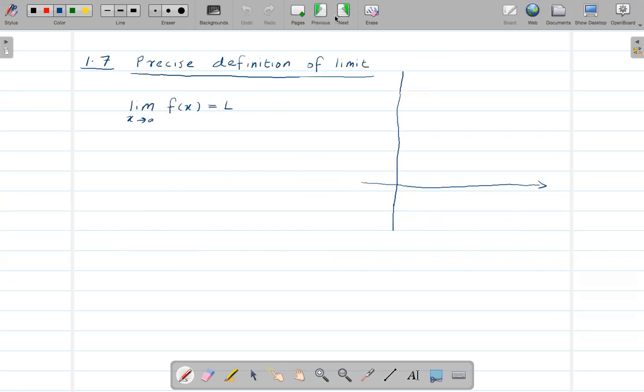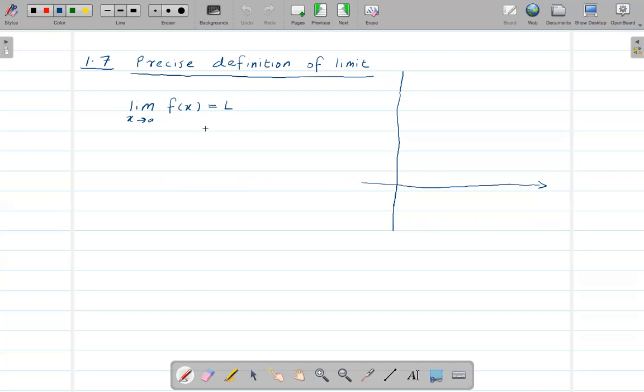Let's start section 1.7. This section is about the precise definition of limits. In the previous section, I think section 1.6, I talked about the limit, and we were taking the limit from the graph and stuff like that. Now in this section, we are actually going to see the definition of limit, and using the definition of limit, we'll be proving the limit.